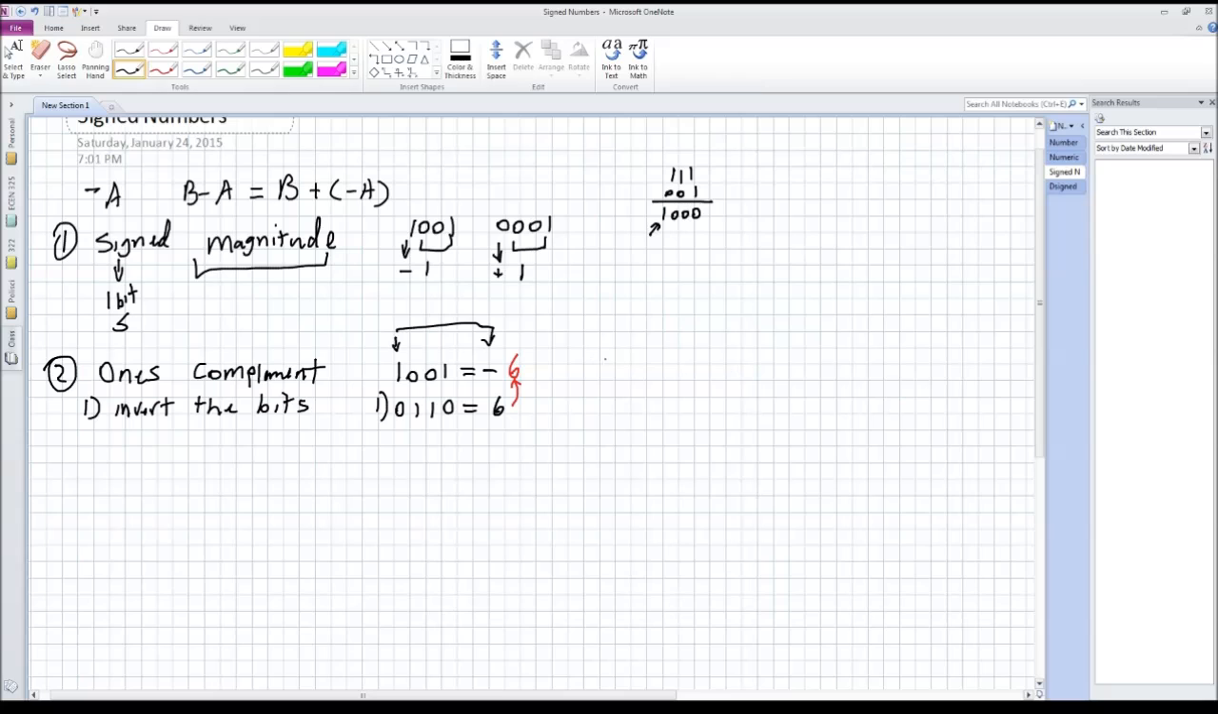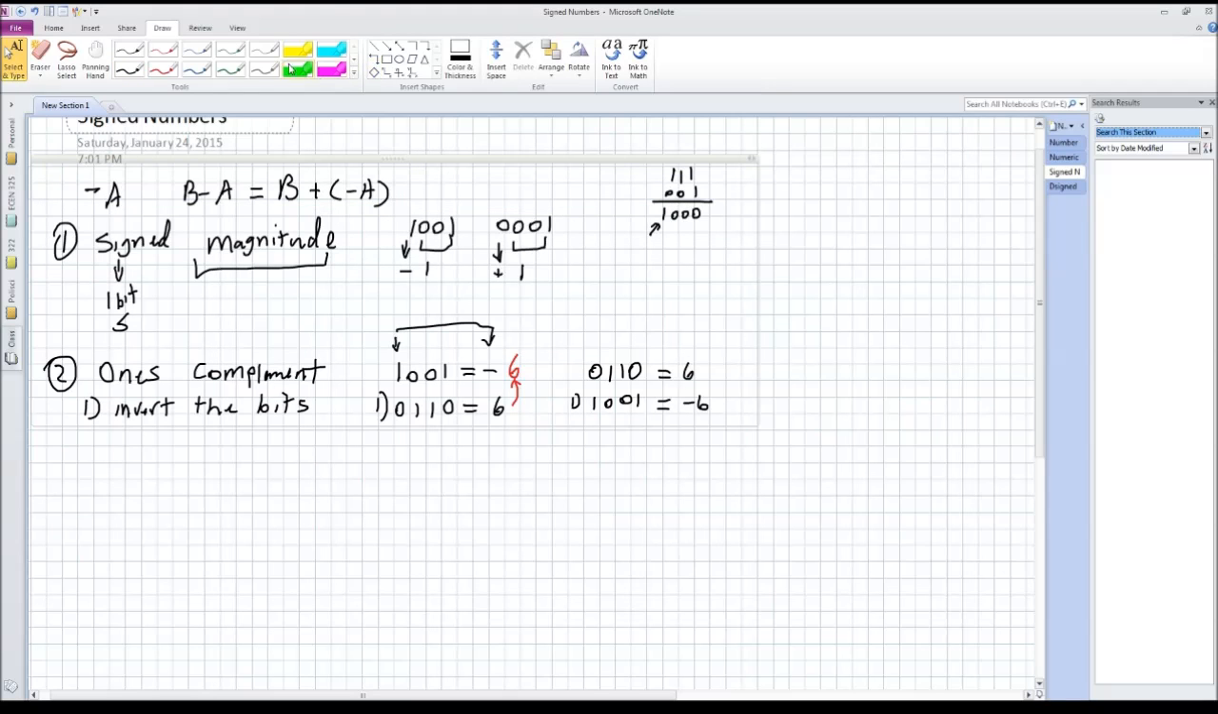And if we want to do it with a positive number and figure out what the negative form is, it's the same thing. So 0, 1, 1, 0. We know that this is equal to 6. Well, if we want the negative form of it, or we're transforming it to the negative form, we will just take the ones complement over here. So invert all the bits, 1, 0, 0, 1, which equals -6, as we found before.